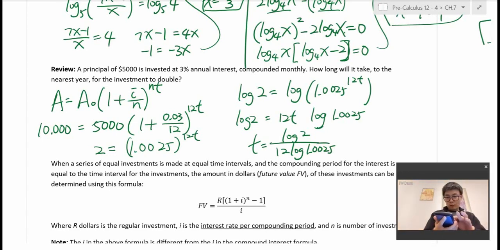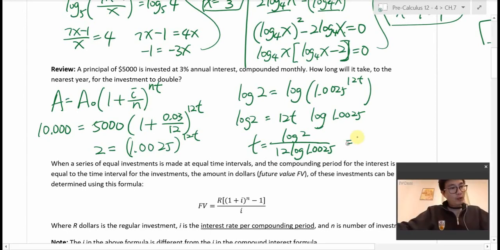We have log 2 divided by bracket 12 log 1.0025. Okay, so you should get about 23 years. To the nearest year, yeah, 23 years.